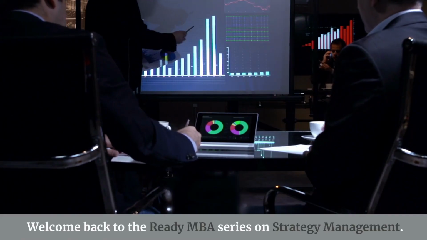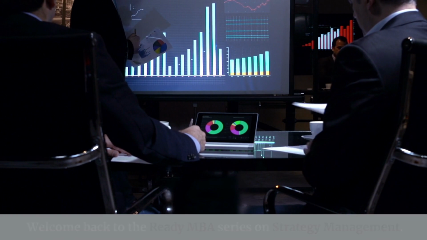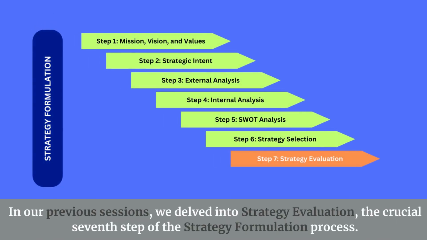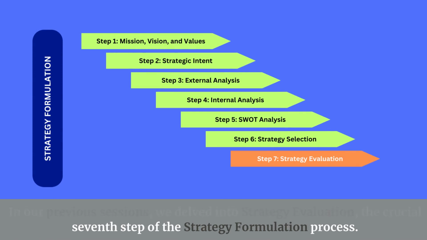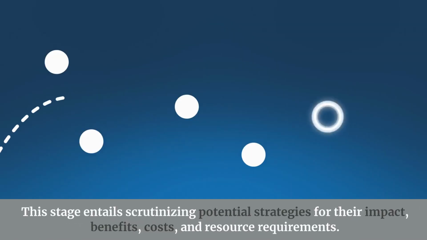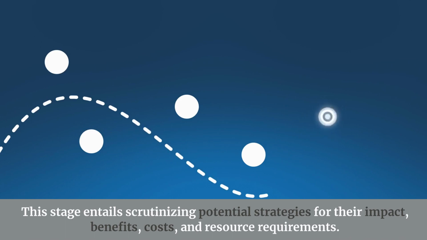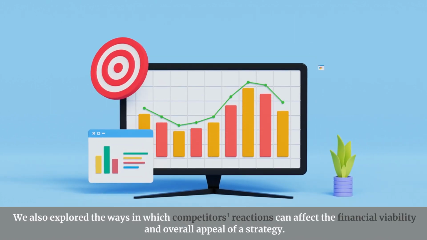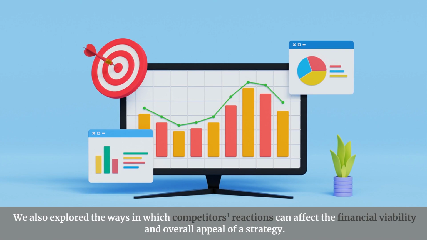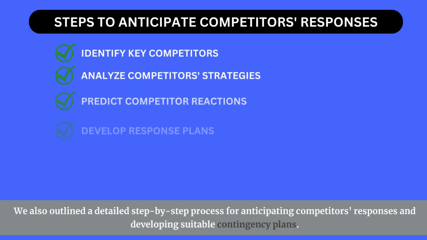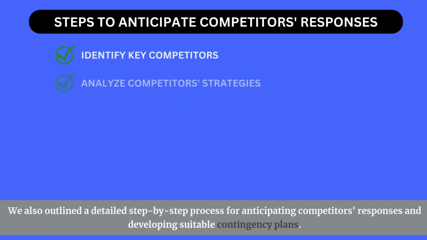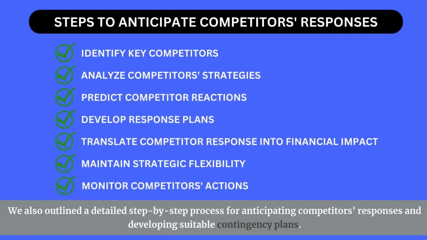Welcome back to the Ready MBA series on strategy management. In our previous sessions, we delved into strategy evaluation, the crucial seventh step of the strategy formulation process. This stage entails scrutinizing potential strategies for their impact, benefits, costs, and resource requirements. We also explored the ways in which competitors' reactions can affect the financial viability and overall appeal of a strategy. We also outlined a detailed step-by-step process for anticipating competitors' responses and developing suitable contingency plans.